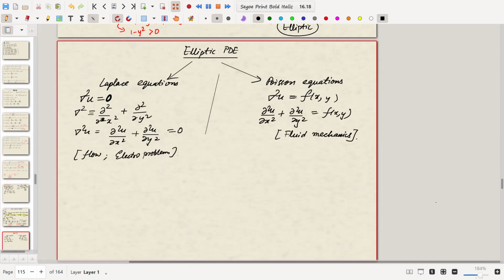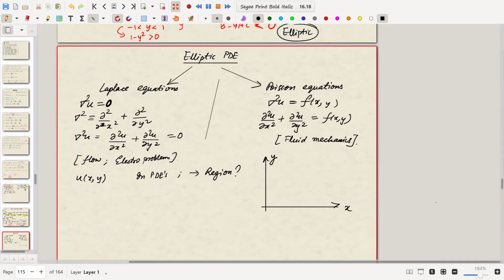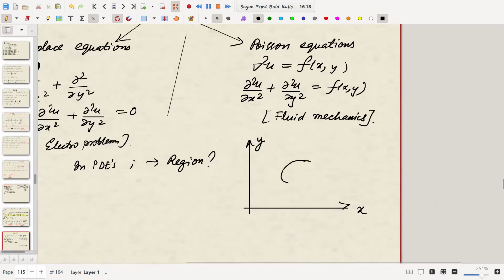The point is, in these elliptic kinds of PDEs, u is a function of x and y. x can vary, y can vary, and depending on that, u will vary. So you always have a region. In PDEs, therefore, you always discuss regions. What is the region? That means you will deal with x, y, and there will be a closed region, some closed region like this.